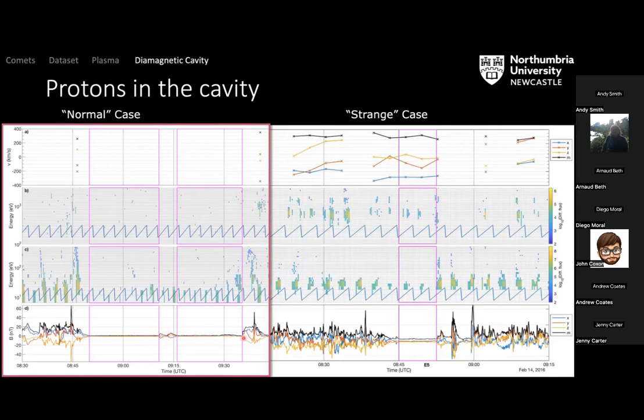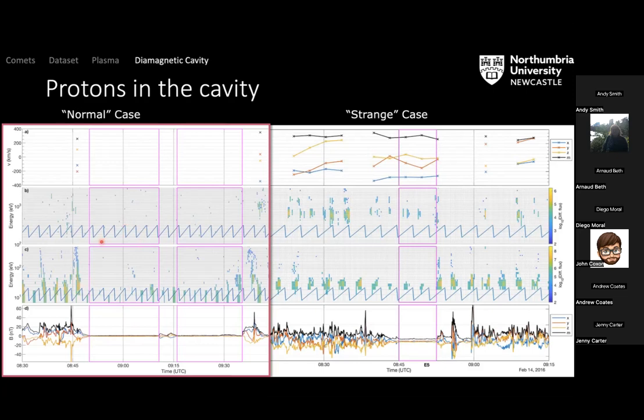Rosetta leaves this region again and then enters it again. Just remember that the spacecraft is moving very slowly. It's 1 meter per second. So what this actually means is that this diamagnetic cavity is expanding and contracting because it needs to move over the spacecraft. And so this is what I call the normal case for the purpose of this talk.